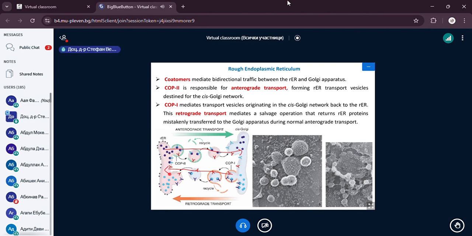You will say, why do we need to transport something in the opposite direction? Well, the cell is quite efficient in its sorting and transportation processes, but there are always some molecules which are wrongly packed and transported, and the Golgi complex has the ability to recognize such molecules which belong to the endoplasmic reticulum and returns them to the endoplasmic reticulum. And the processes of transportation are always bidirectional.